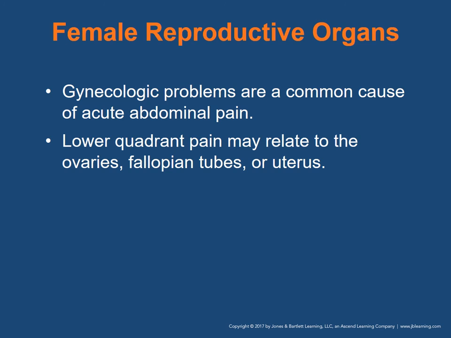Female reproductive organs. Gynecologic problems are a common cause of acute abdominal pain. Lower quadrant pain may relate to the ovaries, the fallopian tubes, or the uterus. We're going to spend a lot of time talking about the female reproductive organs and different gynecologic emergencies in the chapter Gynecologic Emergencies that's coming up in a few chapters. So we'll spend a lot of time talking about these different types of issues when we get to that section of the book.